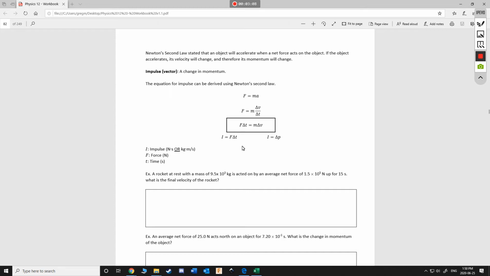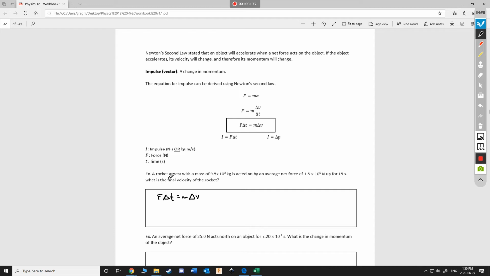So we have a rocket at rest with a mass of 9.5 times 10 to the 3 kilograms, acted on by an average net force of 1.5 times 10 to the 5 newtons for 15 seconds. So basically, if you know one, you find the other. If you know the change in momentum, it means you also know the impulse. So for the rocket, we're going to start with F delta t equals m delta v, and it's kind of just plugging in what we know.